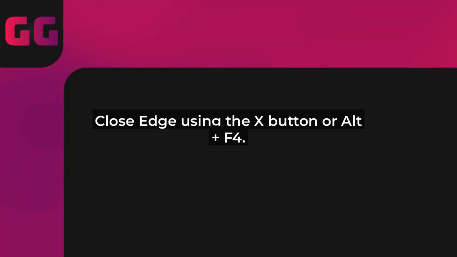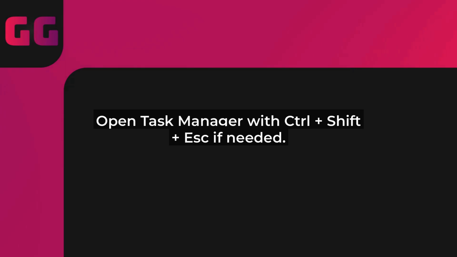Now, let's get to the steps. The easiest way is to simply close the browser. Click the X button on the top right corner of the window, or use the keyboard shortcut Alt plus F4 to shut it down completely. But sometimes, Edge doesn't close properly, especially if it's frozen. In that case, we'll use the Task Manager.